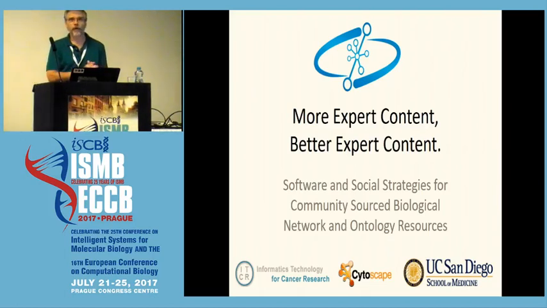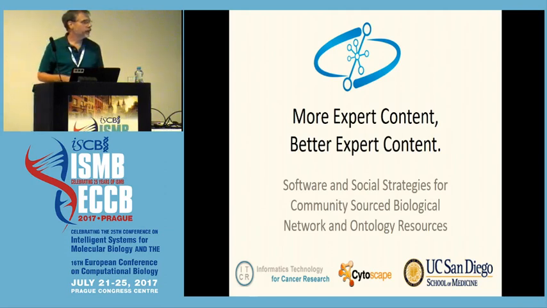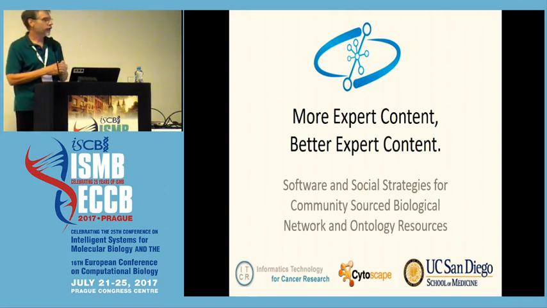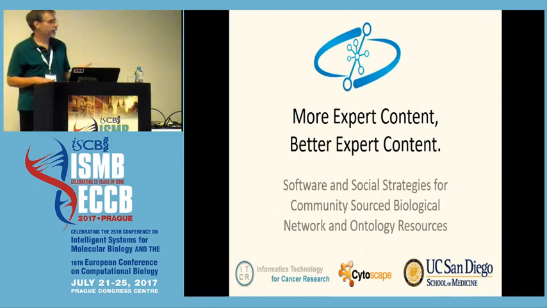To be here today. My name is Dexter Pratt, and I'm here to talk about work that we're doing at the Index project that is about social strategies for community-sourced biological network and ontology resources. So with that mouthful, let's start with what we really mean. We want more expert content, we want better expert content, and communities are the place to get it.